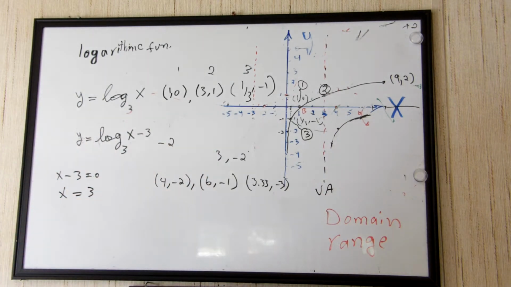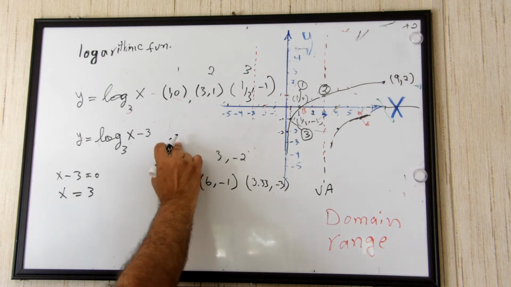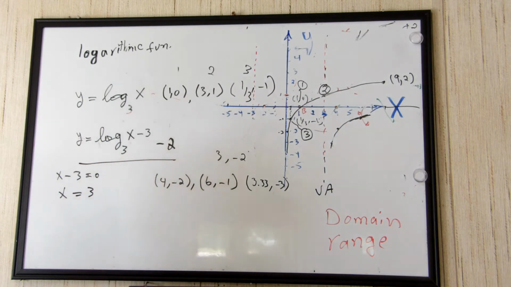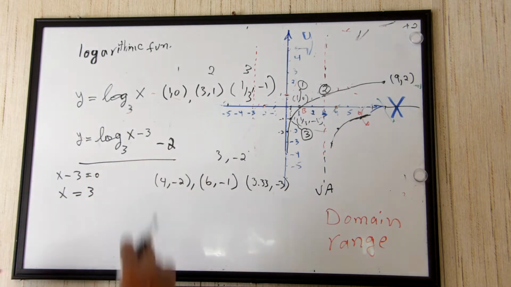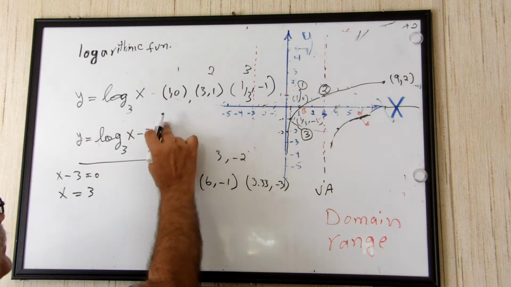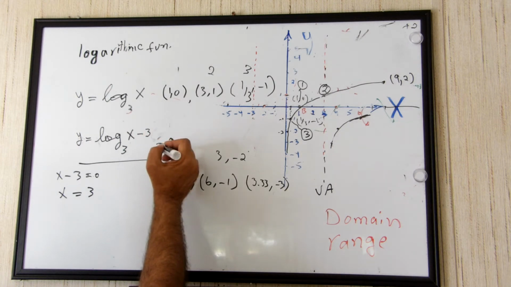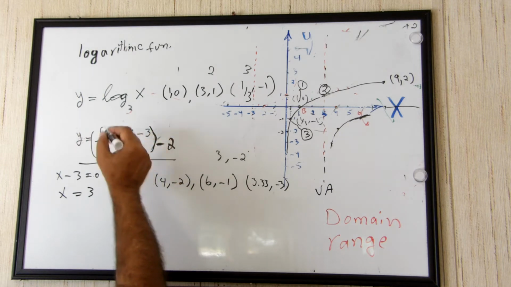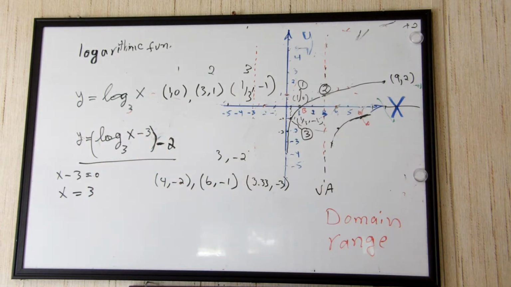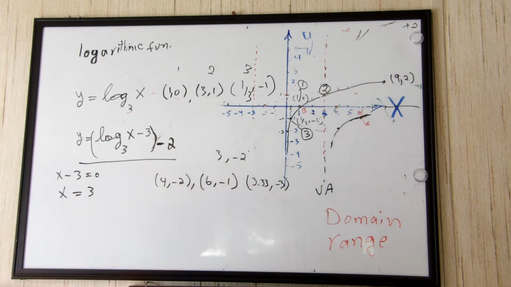And then we have minus 2 here. This is another function. It has minus 2. Minus 2 is not inside here. It's just after this one you have minus 2. If you want to put it in parentheses, it's okay. The whole thing is minus 2.